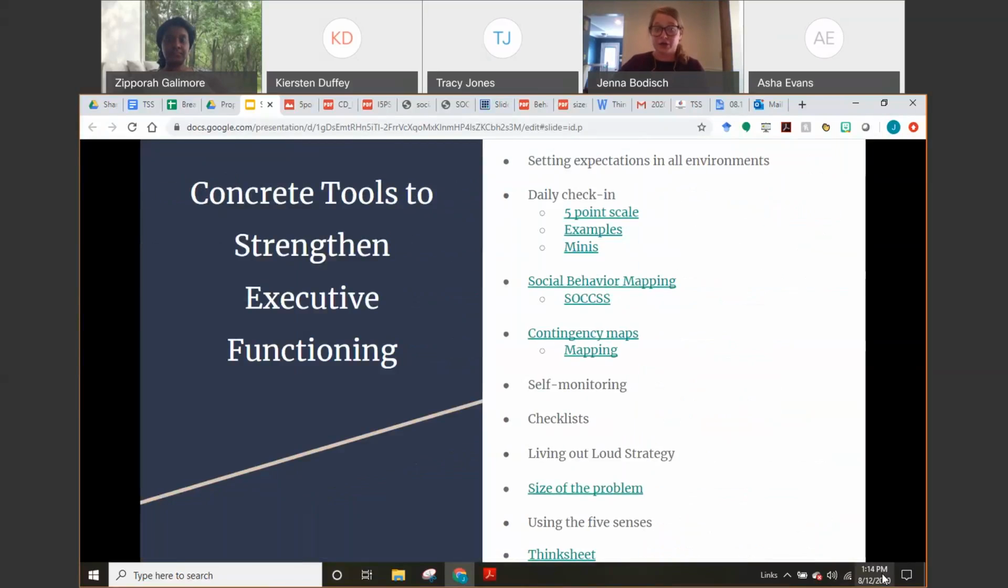So some more concrete tools to strengthen executive function.